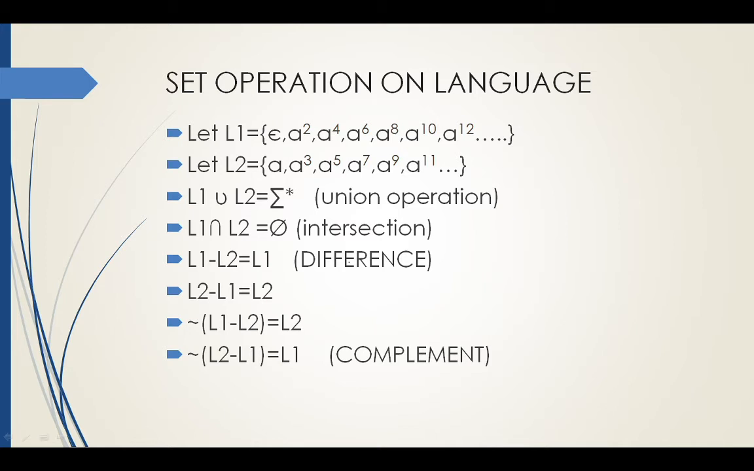When I perform the intersection operation, it will take the common things in L1 and L2. Is anything common in L1 and L2? No. So it will return the null set. Difference: L1 minus L2. Nothing is common in this, so you are not going to subtract anything.